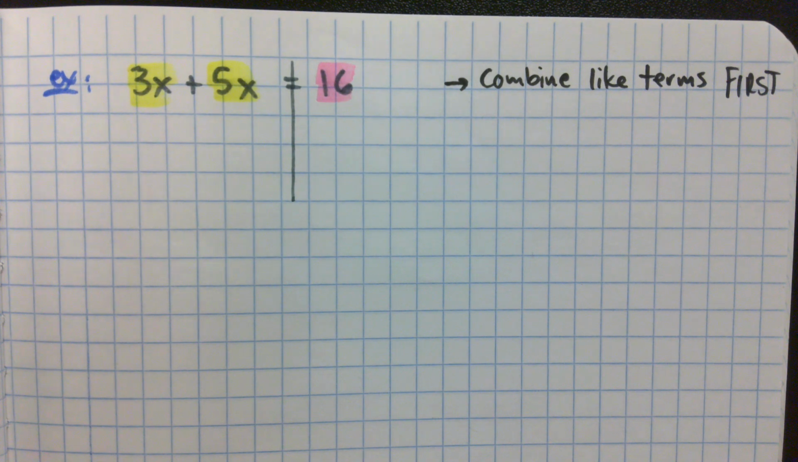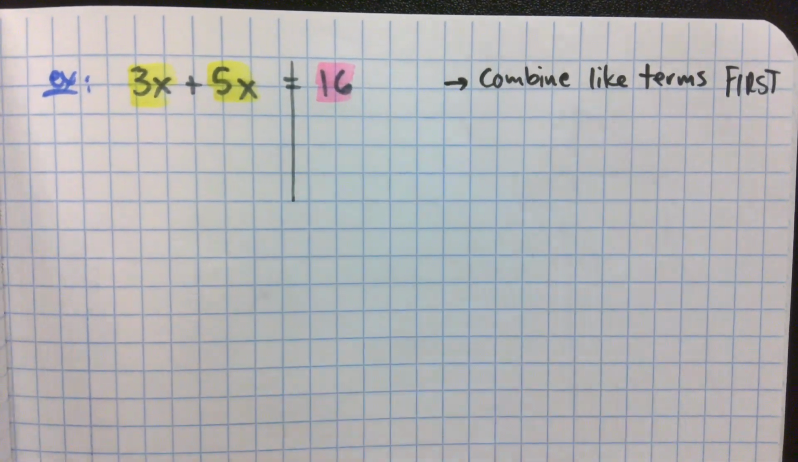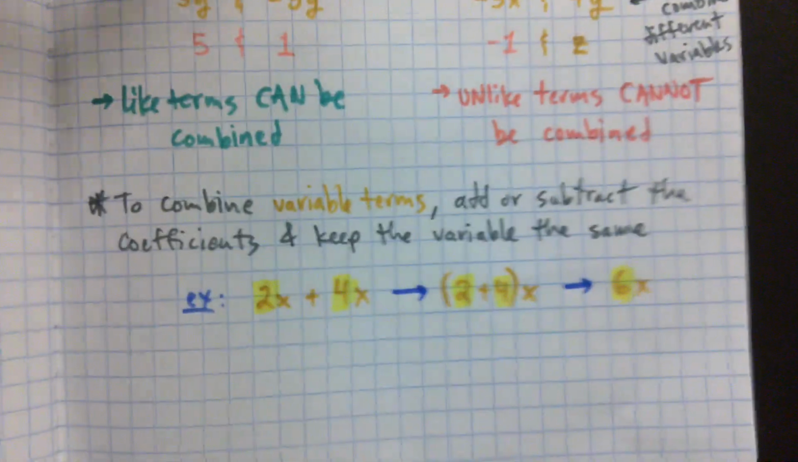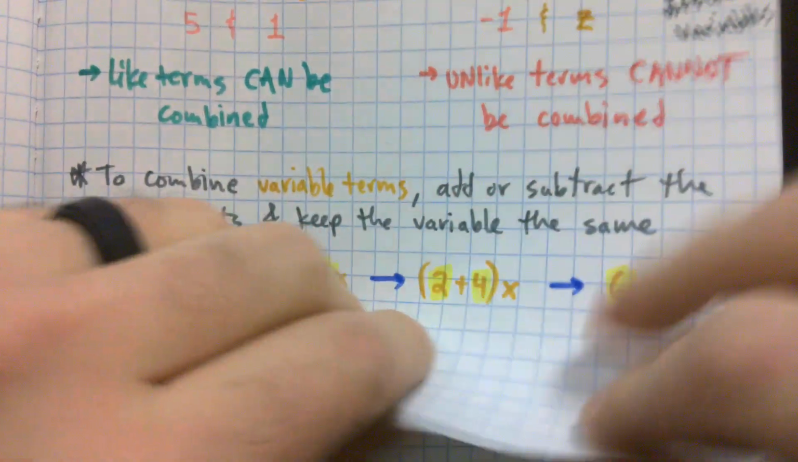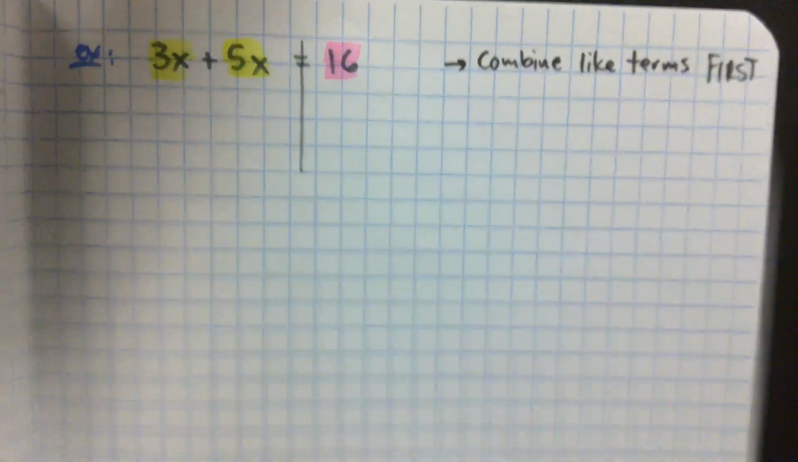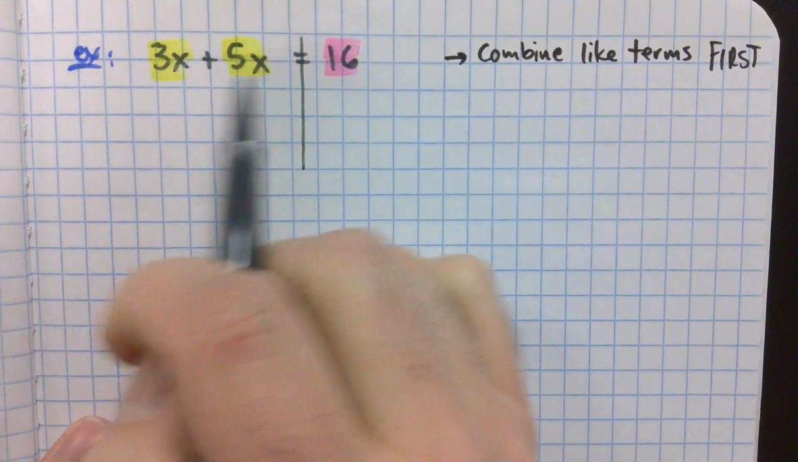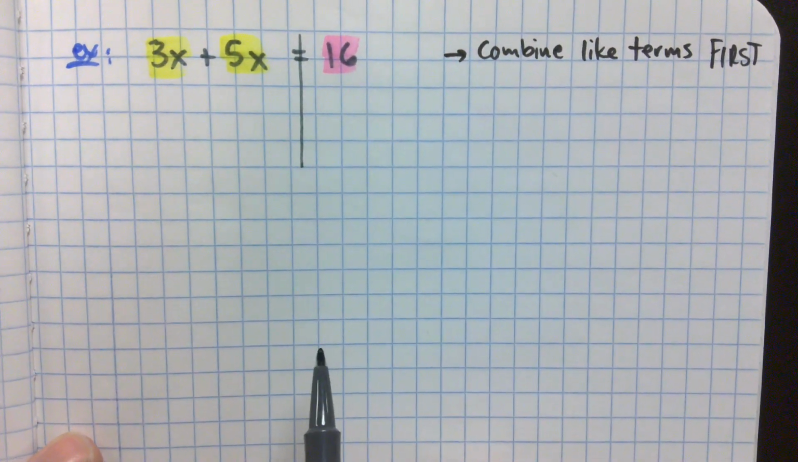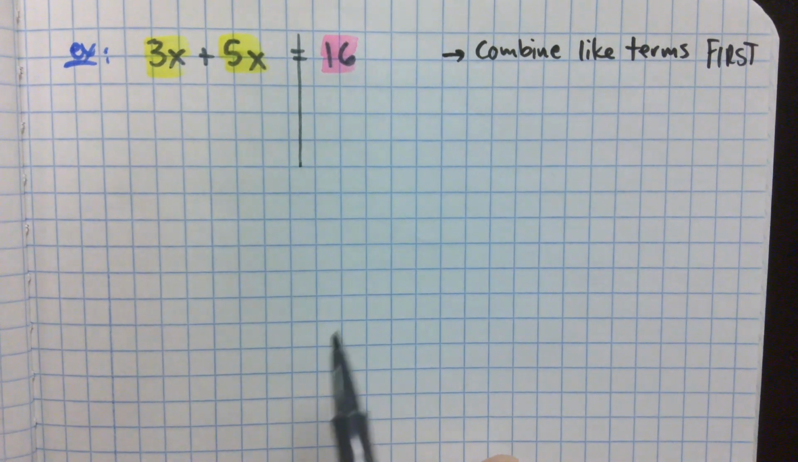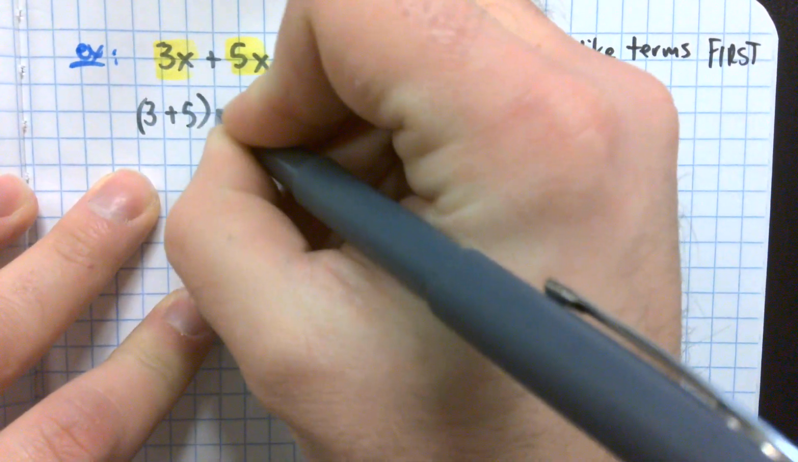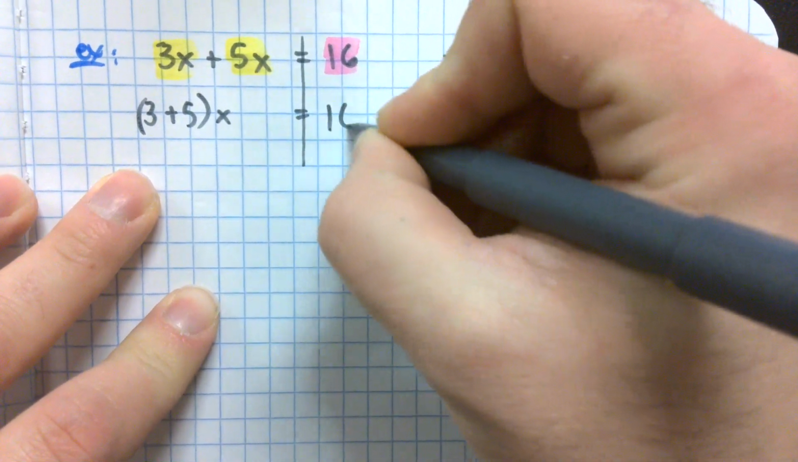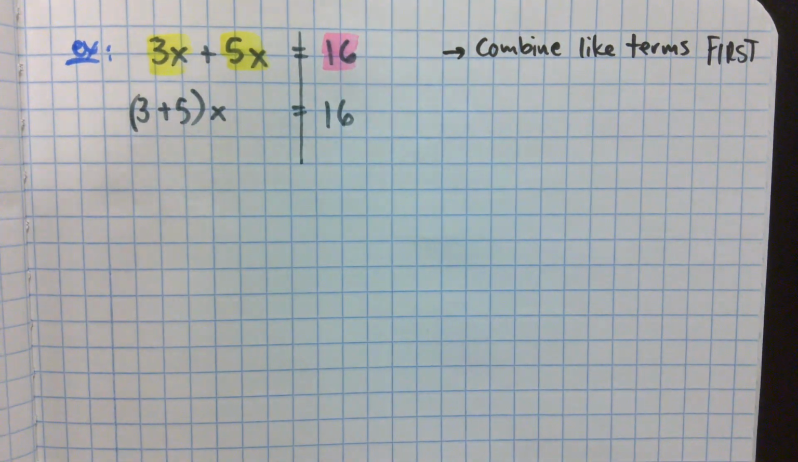So if we want to combine these like terms, like we said previously, we're going to add or subtract the coefficients and keep the variable the same. What are my coefficients for these two variable terms? What are the numbers in front of my x's? 3 and 5. So I'm going to take 3 plus 5x, and that's going to be equal to 16.